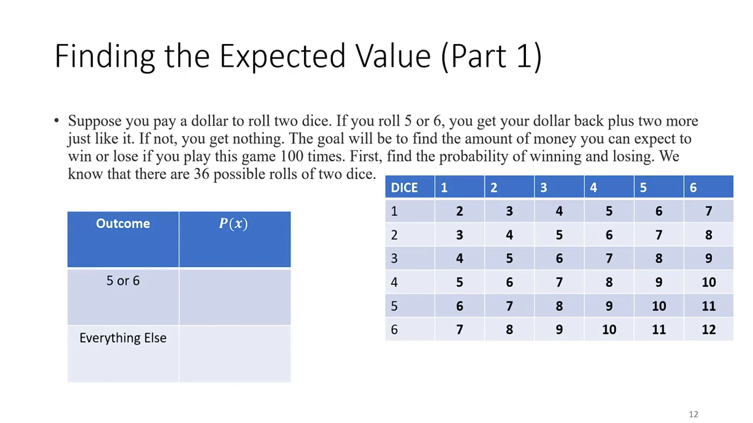On the right here, we have all the possible outcomes of rolling 2 dice. And so we need to figure out how many possible ways we can get a 5 or a 6. And so if we just count 1, 2, 3, 4, 5, 6, 7, 8, 9. So this is 9 out of 36, which gives us a probability of 0.25. If there are 9 ways to get a 5 or a 6, then there are 27 ways to get everything else, which will give us a probability of 0.75.